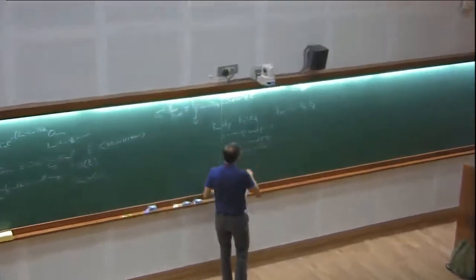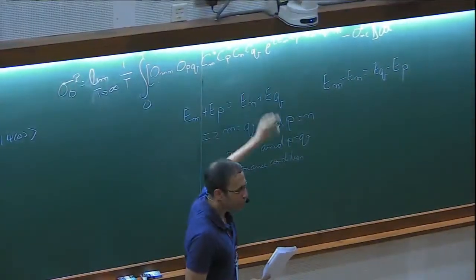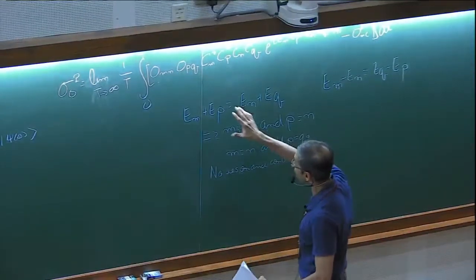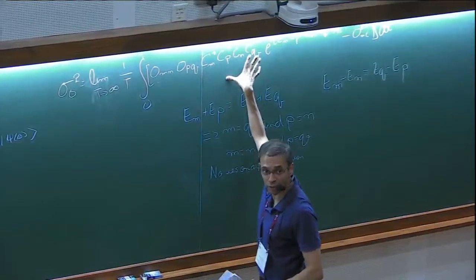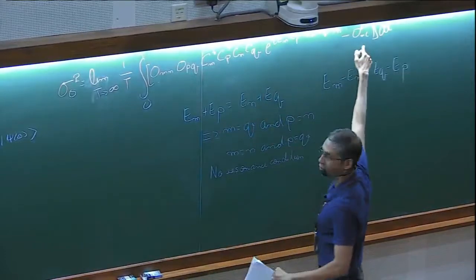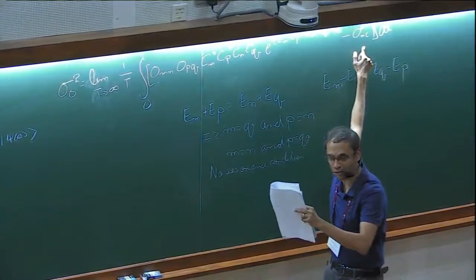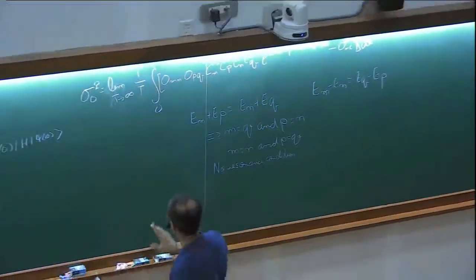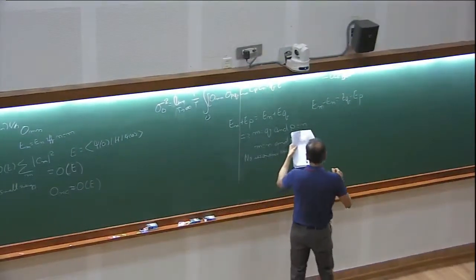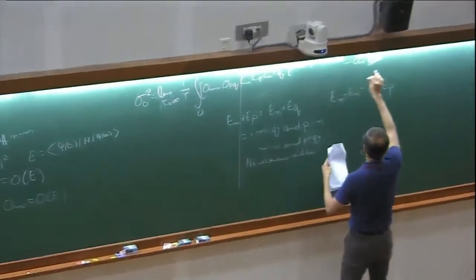Okay, so in such a situation, what you can show, and this is again algebra that I urge you to do, is that these cases where M is equal to Q and P is equal to N, or this one, are the cases for which this is not going to average to zero, but those are the ones which will exactly cancel this term here. And for the other cases, this is going to average to zero. Those are not going to exactly cancel this term.